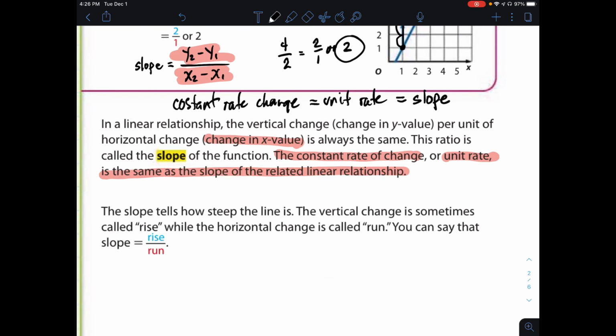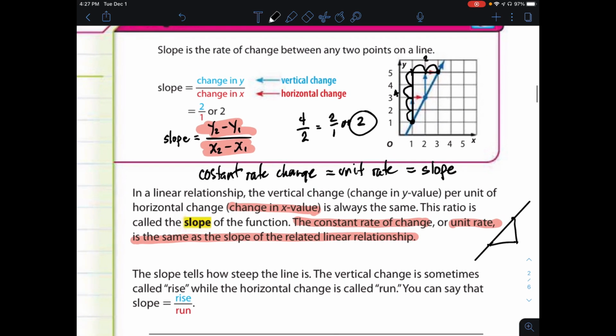And the slope tells how steep a line is. So when you talk about the slope, it talks about the steepness of a line. So if this is our line, it talks about how flat or how steep a line can be. So that's what a slope tells us, the steepness of our line. The vertical change is sometimes called the rise, while the horizontal change is called the run. You can say that slope is also equal to rise over run. So another way of saying your slope, it's rise over run.